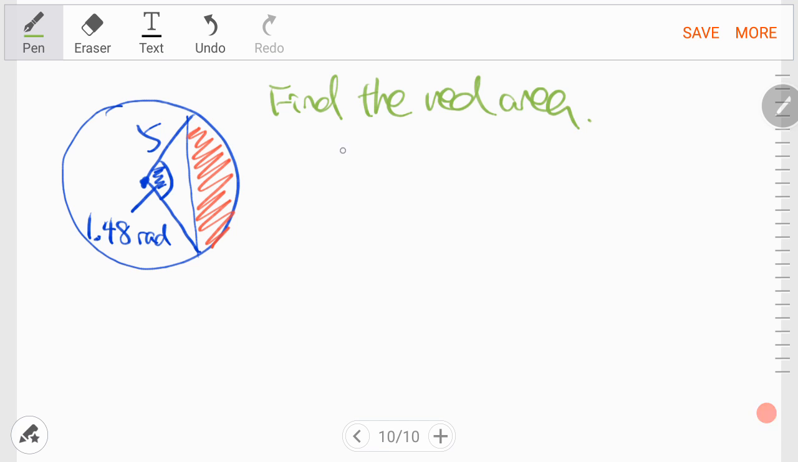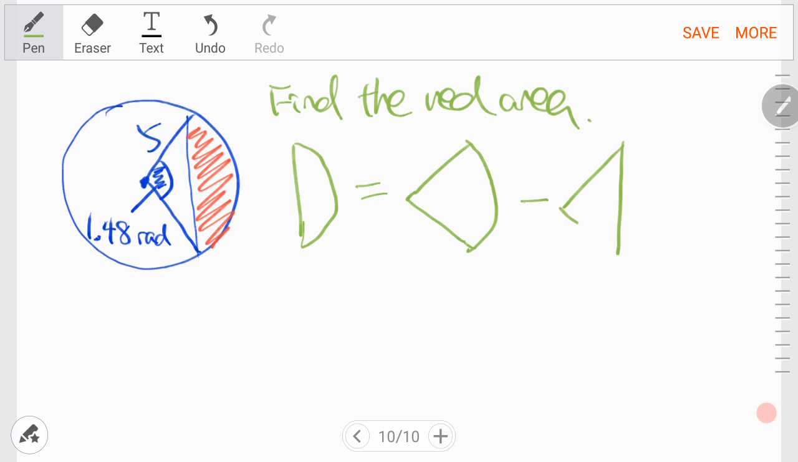All right, welcome back. Now, if you think about it, my red area kind of looks like that. Isn't that equal to the sector minus the triangle? The area of the red part is equal to the sector, taking out the triangle. Does that make sense? And that's what we're going to do. So let's find the area of the sector first. The angle is 1.48 radians. Nice, because we can just apply the formula right away. So this is 5, and my angle is 1.48. And for this triangle, this is 5, and this is 1.48.